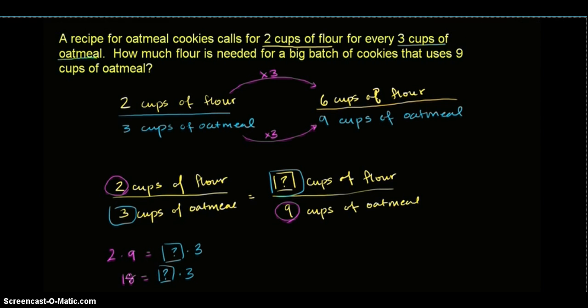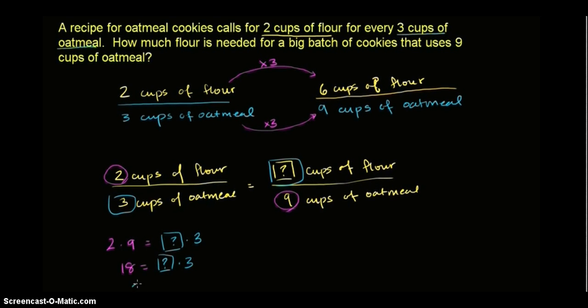You might be able to do that in your head. That is 6. Or you can divide both sides by 3 and you will get 6. So we get question mark in a box needs to be equal to 6 cups of flour. Same answer we got through kind of common sense.